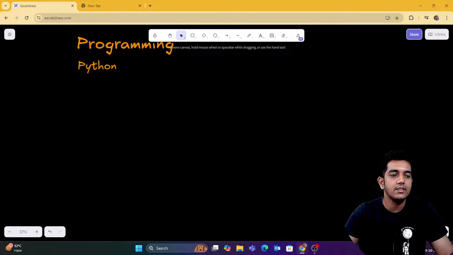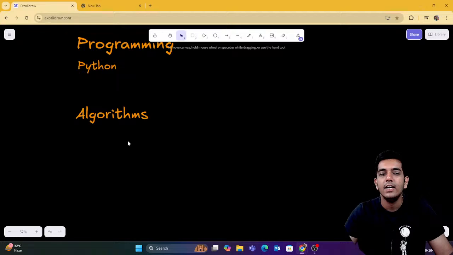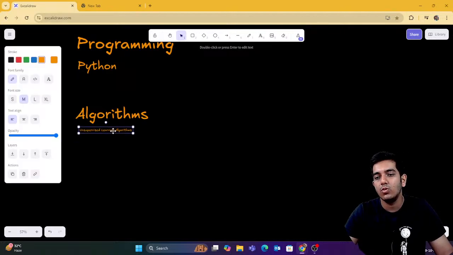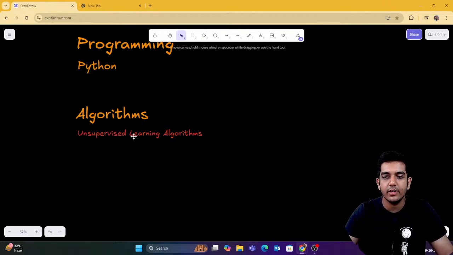Then guys, the next thing which you're gonna learn is different machine learning algorithms. So you're gonna learn about machine learning specific algorithms, right? Inside this, you're going to learn about unsupervised machine learning algorithms and supervised machine learning algorithms, right? So unsupervised machine learning algorithms are those algorithms which contain clustering or visualization or anomaly detection. So you're going to learn about unsupervised machine learning algorithms.